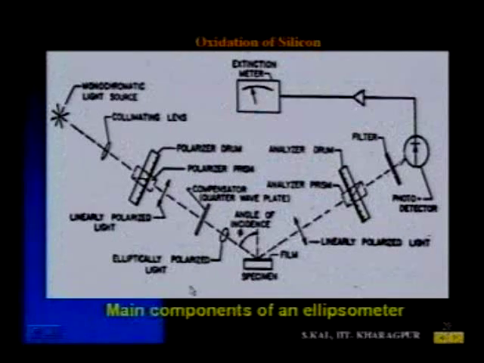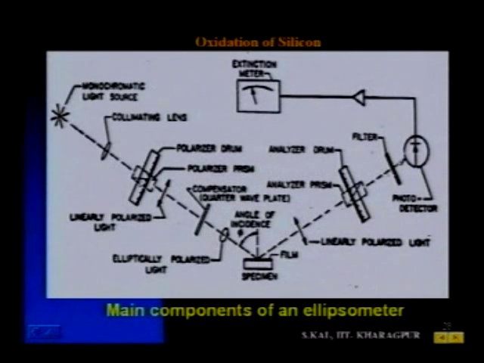And such an instrument's basic components are shown in this slide. What is basically done here: a monochromatic light source is here, and that is passed through a collimator lens, and then you will get a parallel beam of light, and that light is passed through a polarizer drum, and the polarizer drum polarizes the optical beam, and it is linearly polarized light.